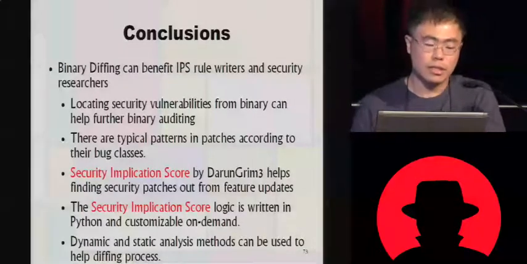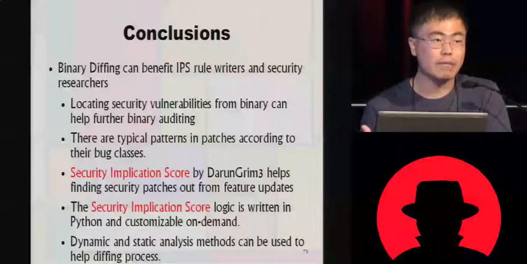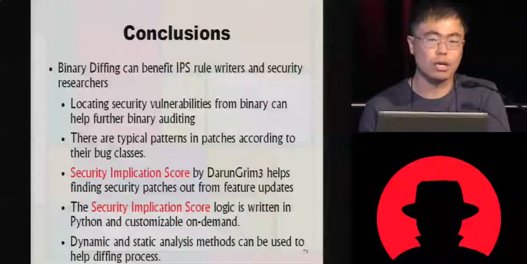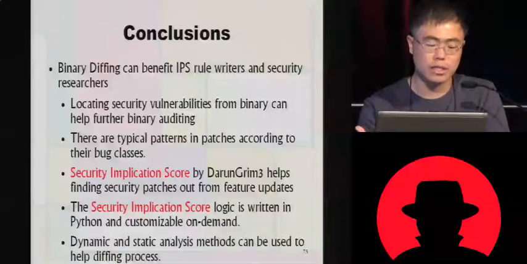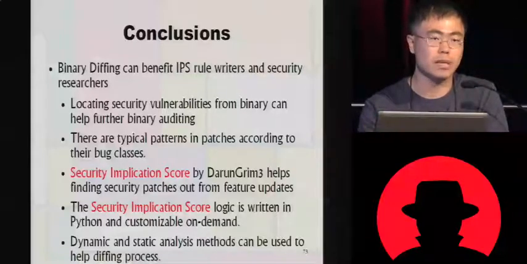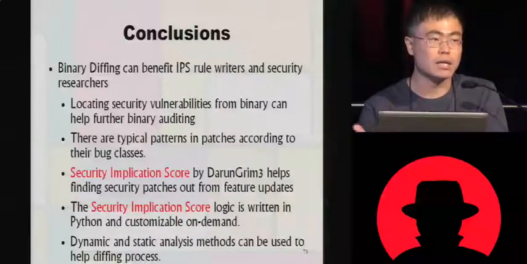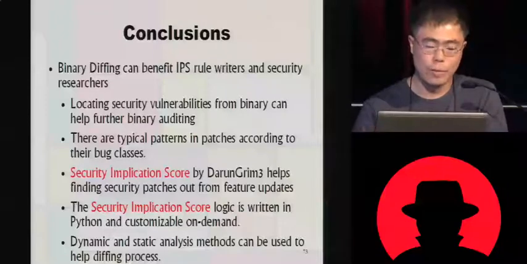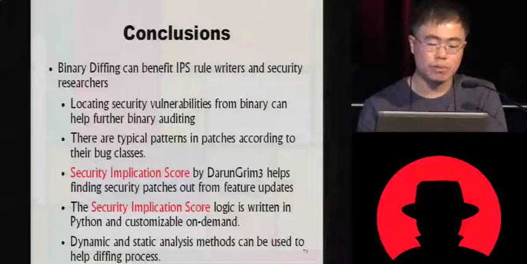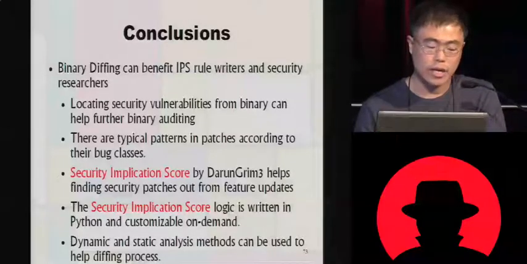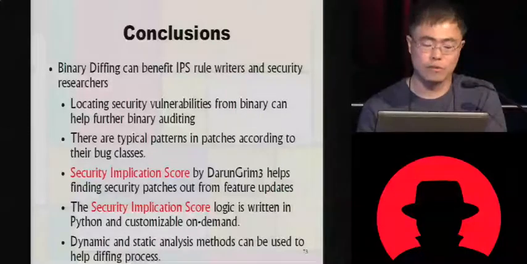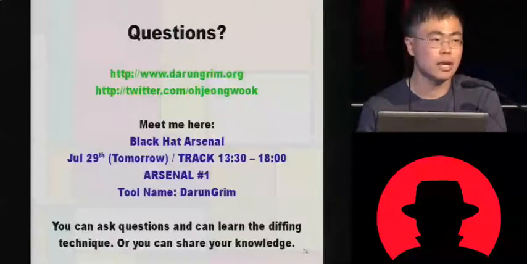And here's the conclusion. Binary diffing can benefit IPS vendors, AV vendors, or vulnerability assessment vendors a lot, because they can write signatures for issues that haven't been disclosed before. It can also be very useful for exploit writers. I propose a security implication score here, and it looks like it's working very well. Dynamic and static analysis can both be used for the binary diffing process, and usually dynamic analysis is very helpful.